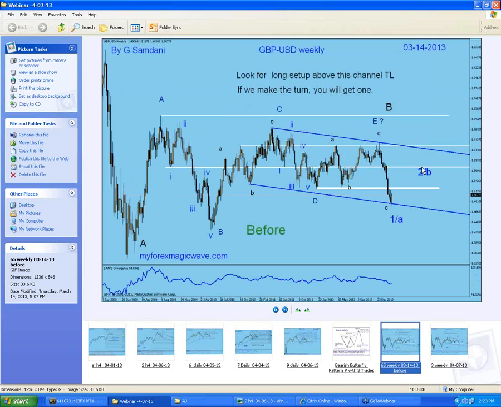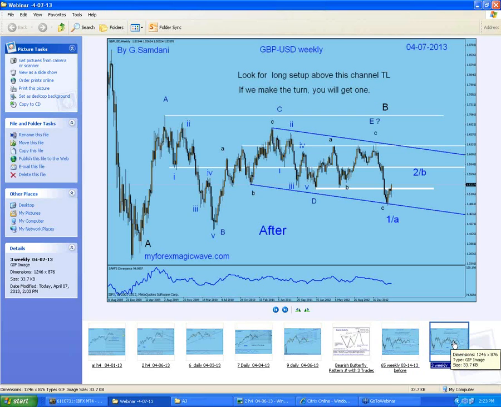Channel bounce. As you can see, the before chart, look for long setup above the channel. TL, if we make a turn, you will get one. Did we get one? Yes, we did get one, more than 300 pips so far. It's a weekly chart, by the way. So this was a 53 level. We already broke it. We are going above it, and we're probably going to test it early in the week and then move from there.